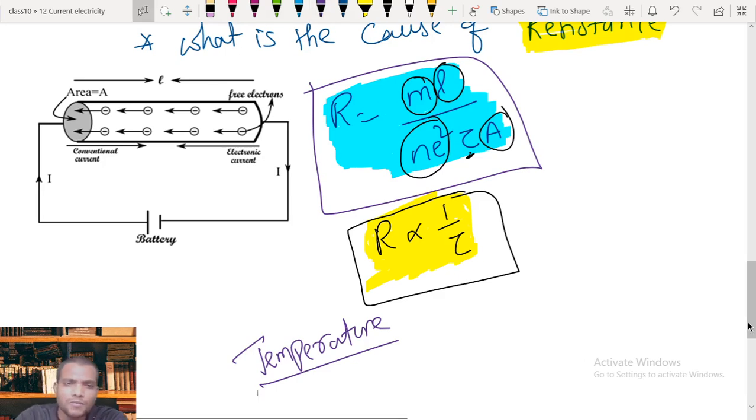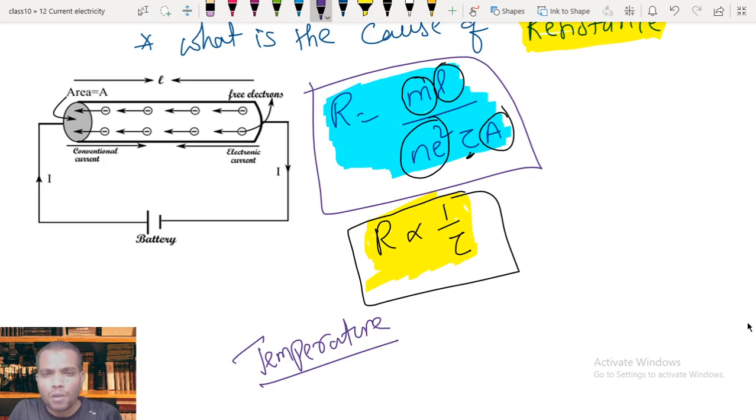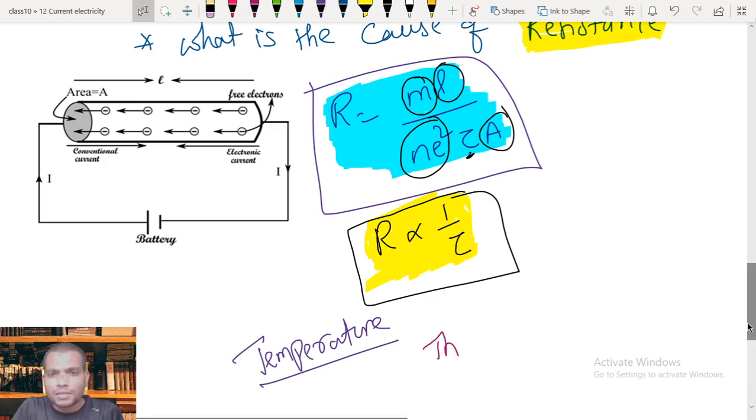So temperature is a very important factor which affects the coefficient of resistivity, rho, which affects the resistivity. So here I am throwing a formula related to temperature and resistivity, which does not have any definition or derivation here. The resistivity temperature relation.